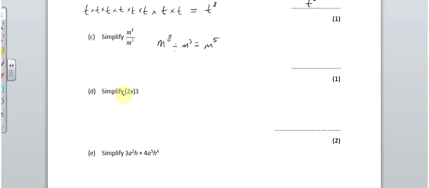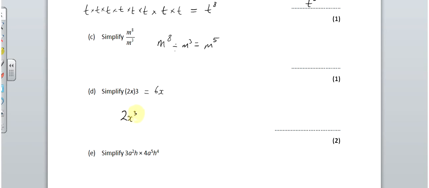D, simplify 2x in brackets with 3. Now it's not a times sign, that's an x, and what that means is we've got 2 x's times 3, which means we've got 6 x's. Except actually I think this is a misprint, to be honest, and my apologies for this. It's actually 2x to the power 3. So if you haven't had a go at that, then pause the video now and have a quick shot, and I'll do the answer in a minute.